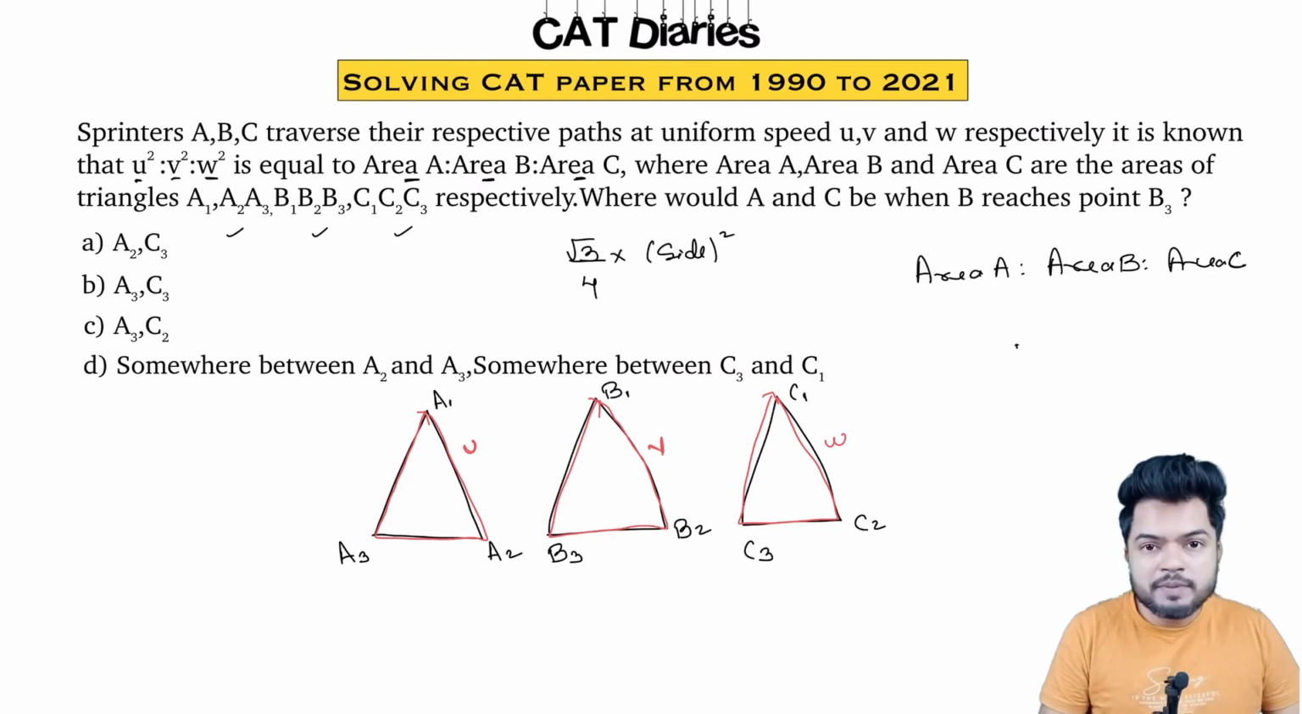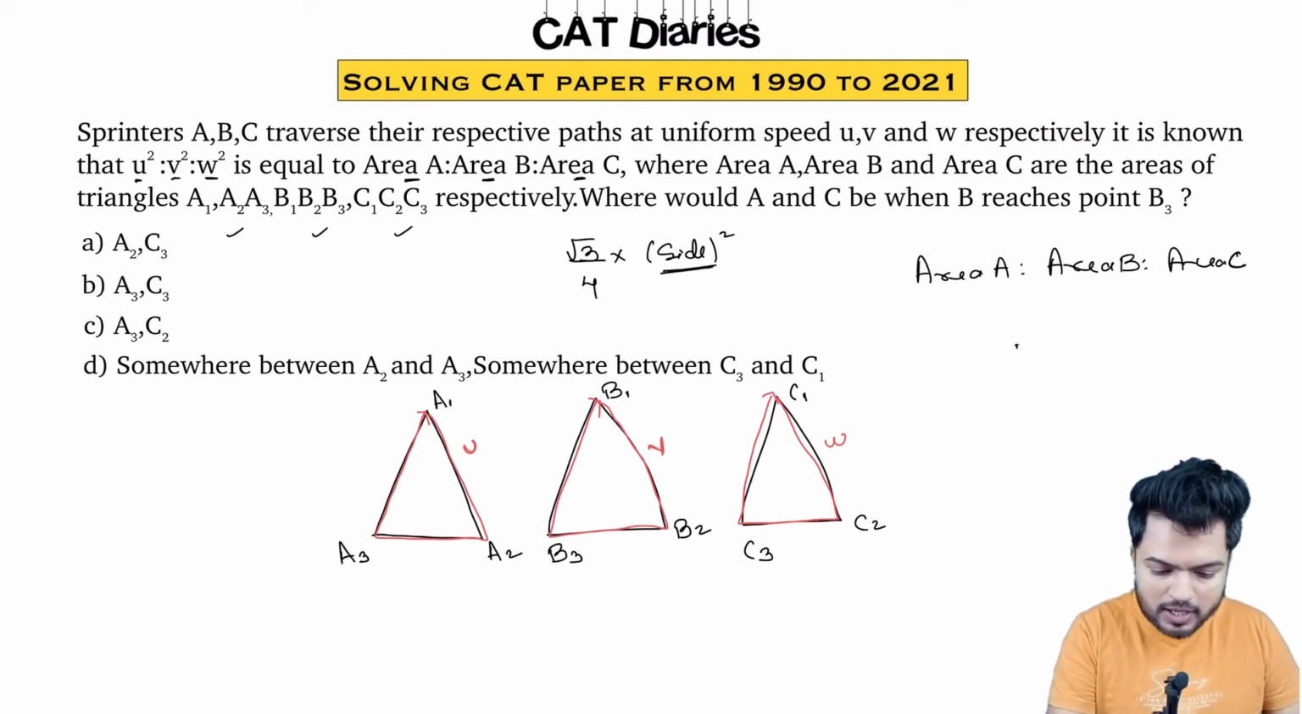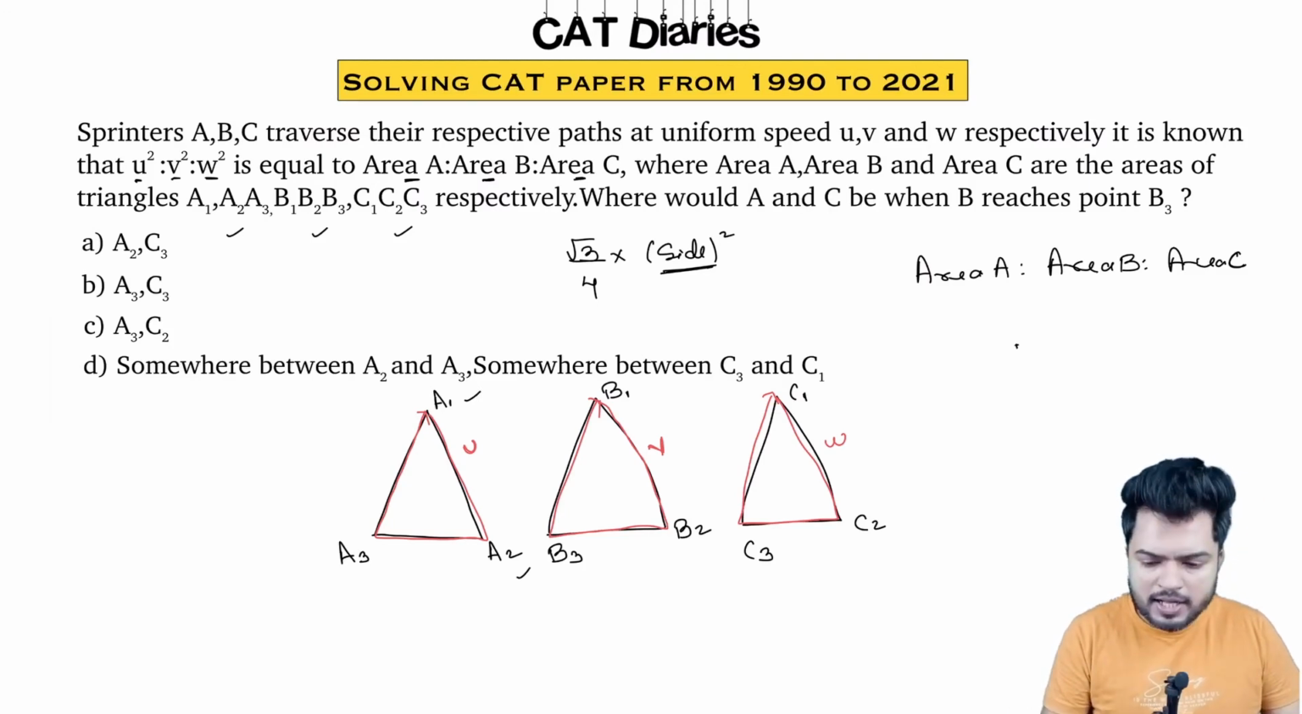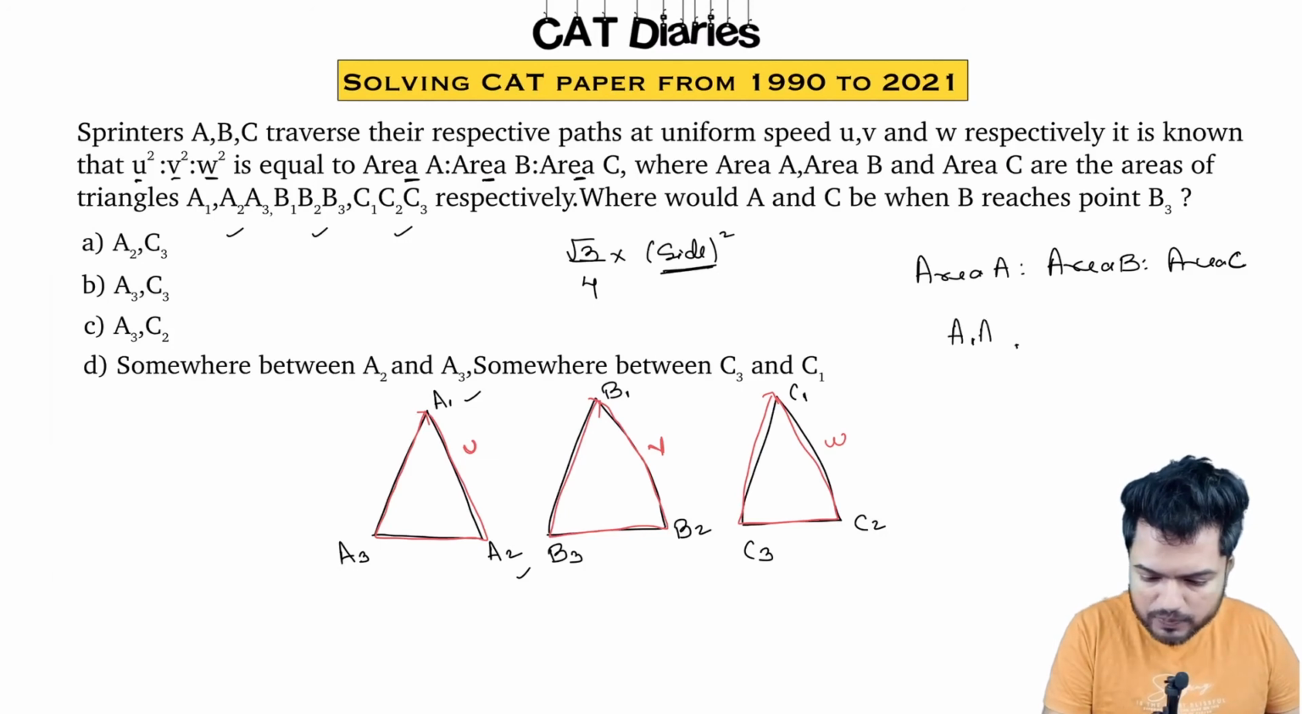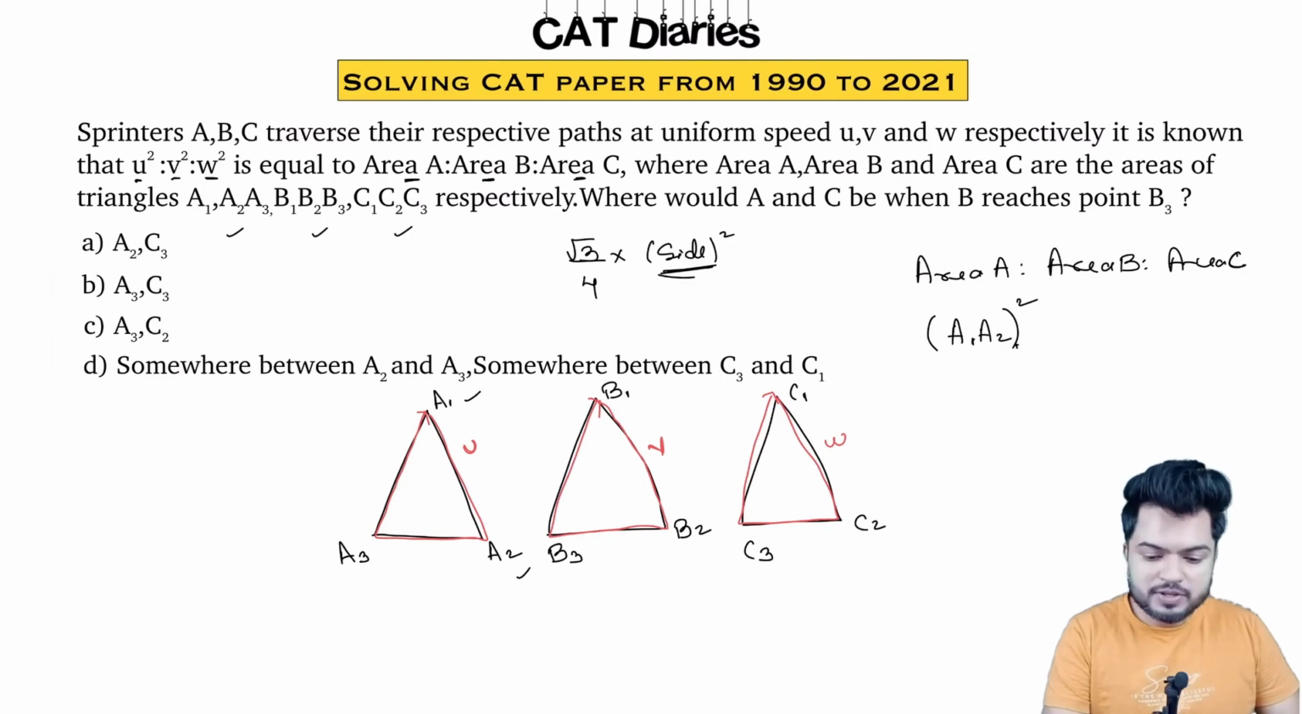What would they be equal to? They would be proportional to their side square, because the area is square root of 3 by 4 into side square. So what is the side of the triangle being traveled by A? One side is equal to all three sides, right? So I'll take one of the sides, A1, A2. That will be proportional to A1, A2 square. Okay, this comes from this.